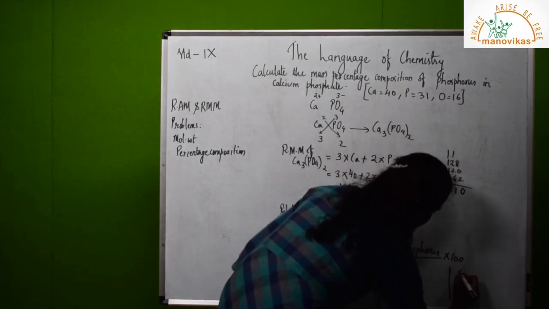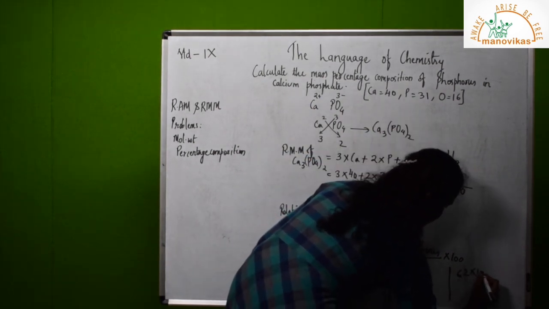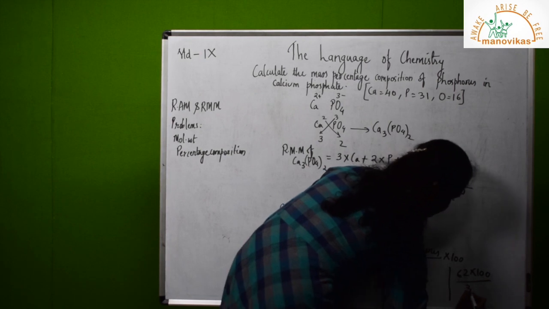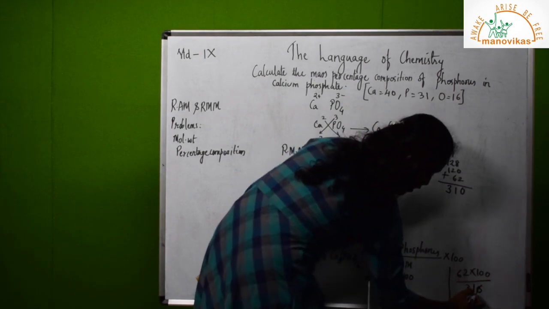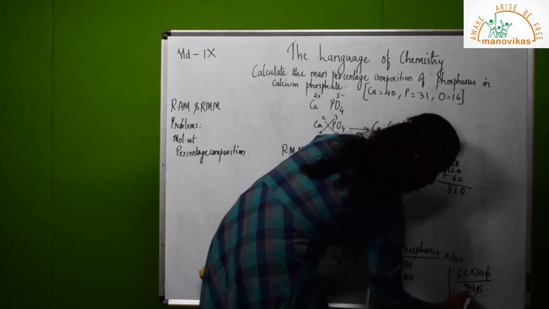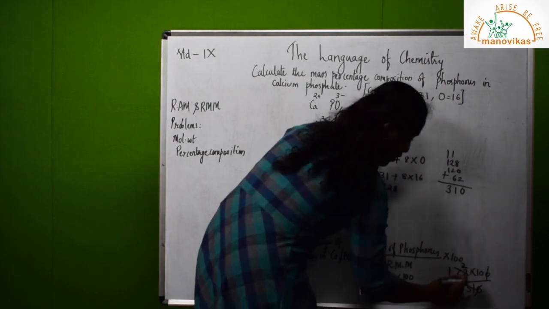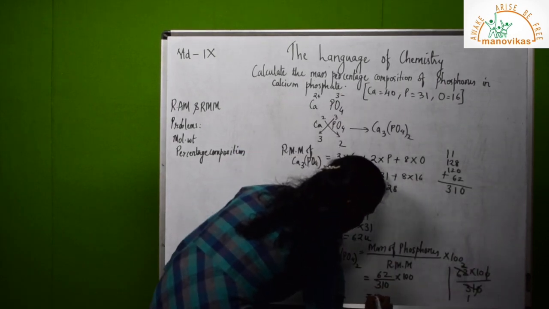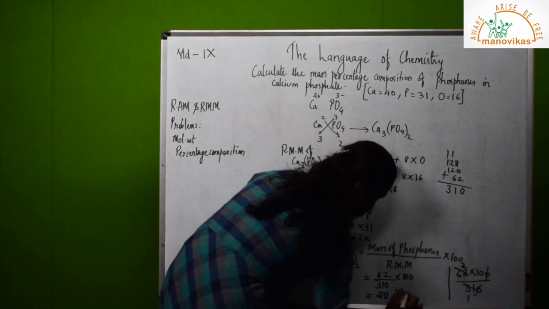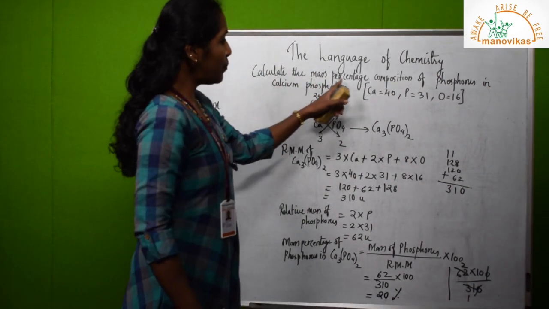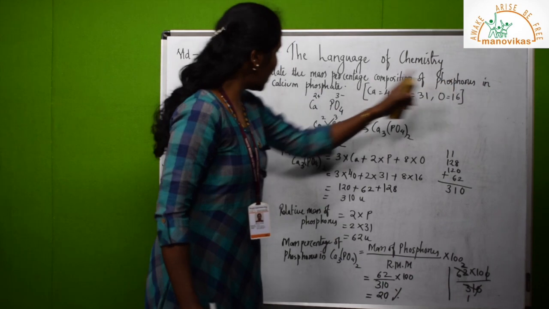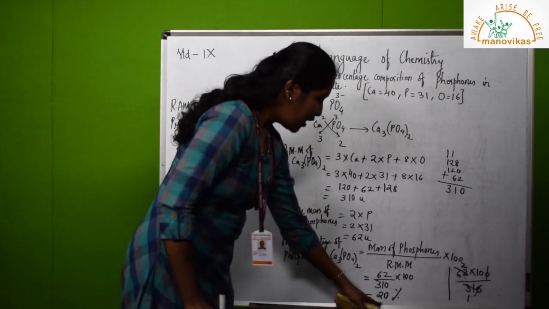Do the calculation here. So 62 into 100 divided by 310, which is 0, 0 cancel, 31 ones are 31, 2 threes are 62. So 2 into 10 is 20%. So the mass percentage composition of phosphorus in calcium phosphate is 20%.